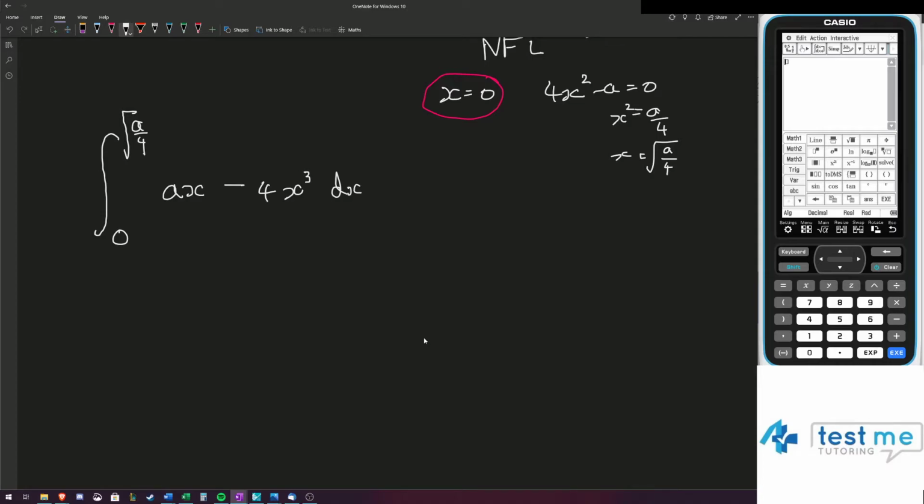Now, this is what's called a definite integral. We're asking for the area from the linear to the cubic function. There's another way we can write it, and sometimes it's written where we've got the integral from 0 to square root of a on 4 of ax minus 4x cubed, dx.